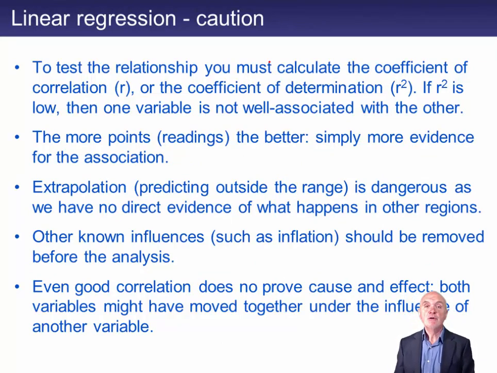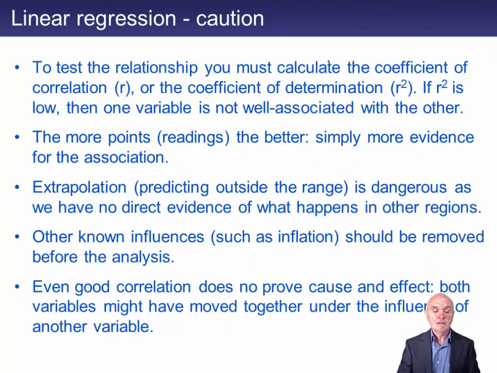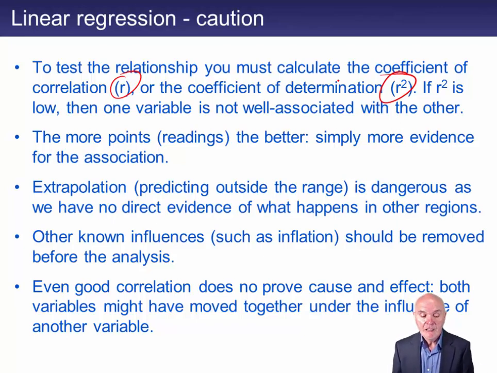You need to test how good the line is. In other words, how well do each of these points fit on the line? So if we had points kind of all over the place like this, linear regression will give the best straight line it can through those points, but it may be a fiction, really. And there's really no association between the two variables. So what we need to do is to calculate the coefficient of correlation R, or R squared. If R squared is low, or R is low, then one variable is not associated well with the other.